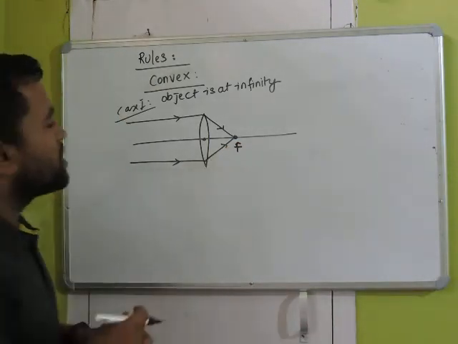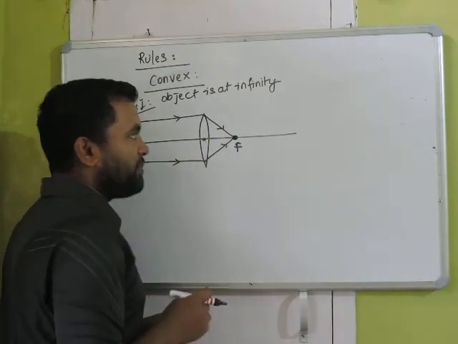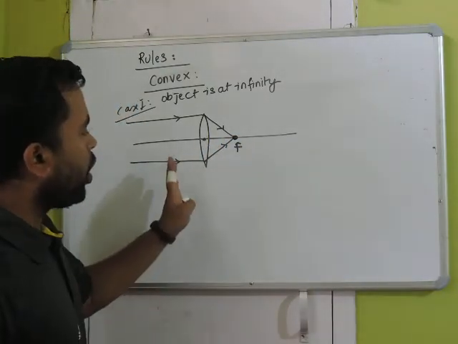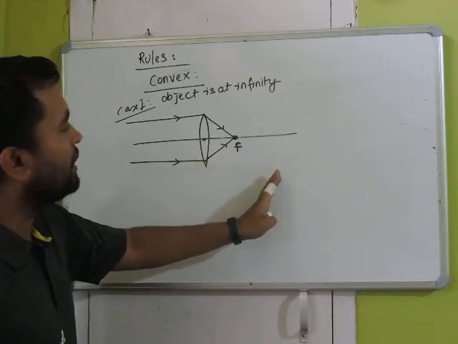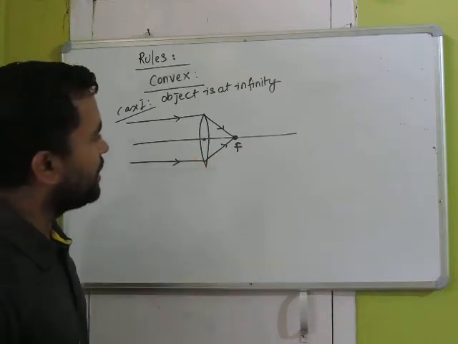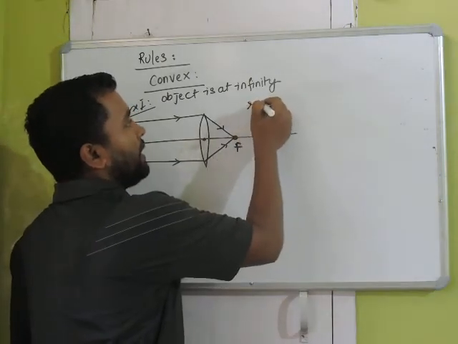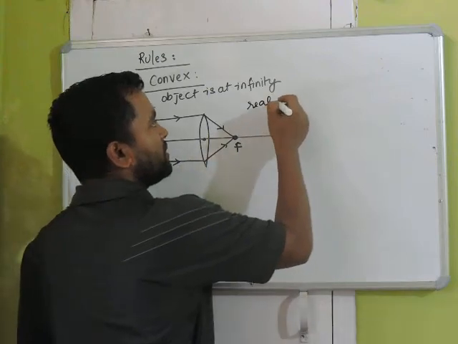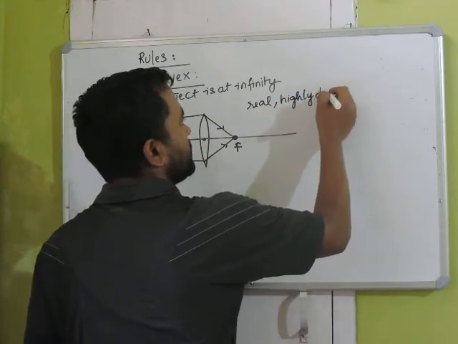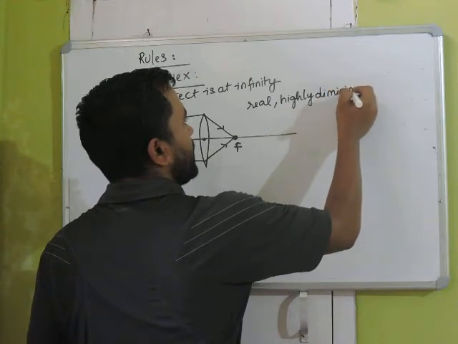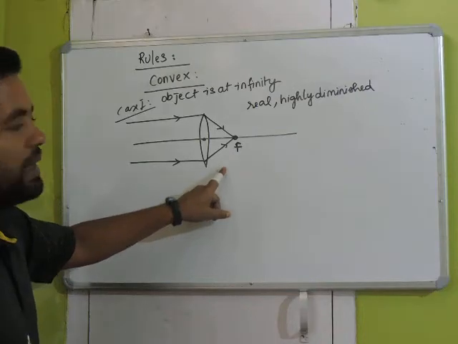Now if you see what is the characteristic of the image, all the images which will be obtained on this side will be called real images. Okay, now you can see the image is real and it is highly diminished, highly diminished. Fine. So this is the characteristic of the image in this case.